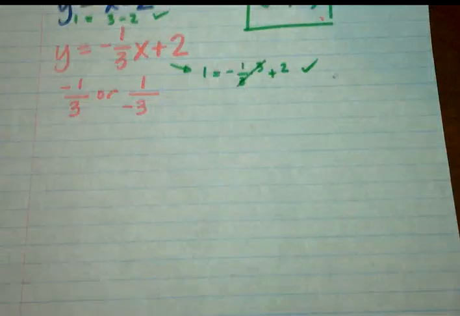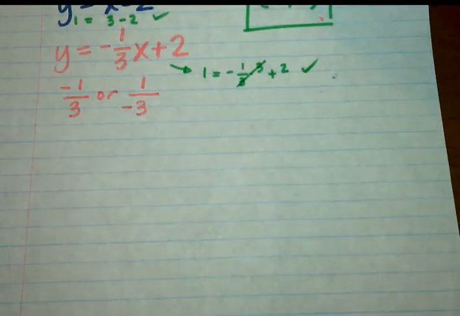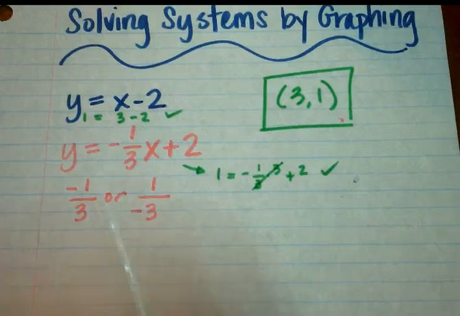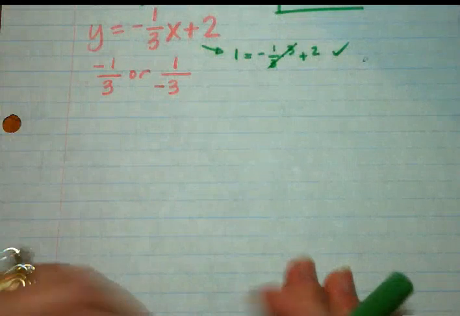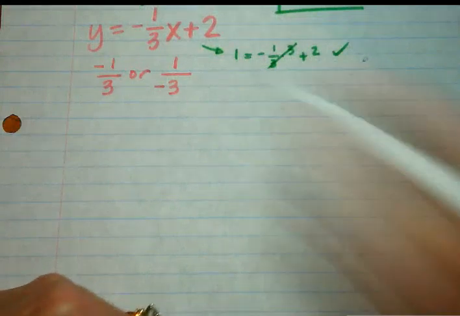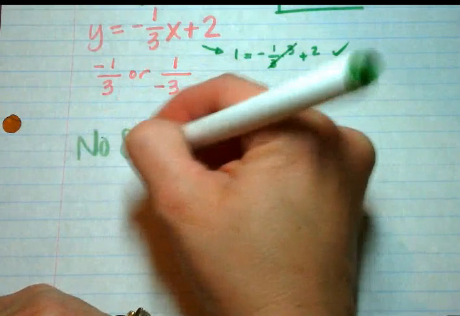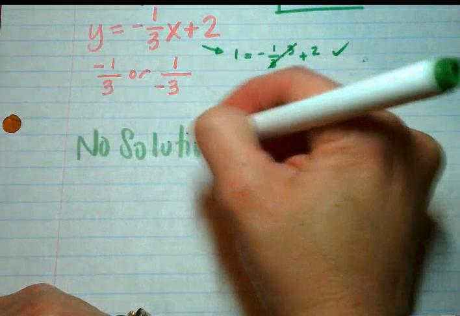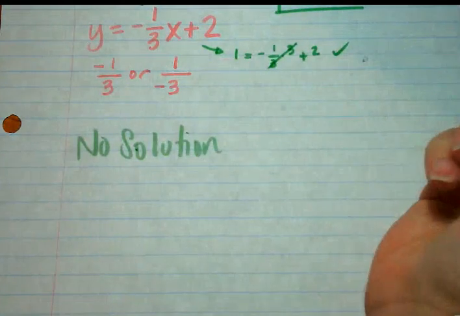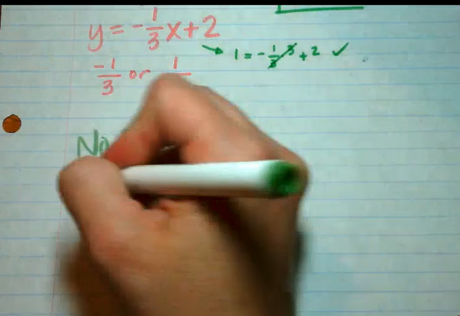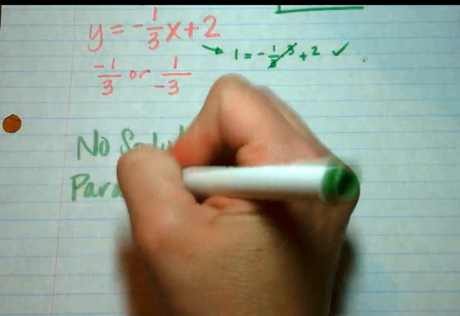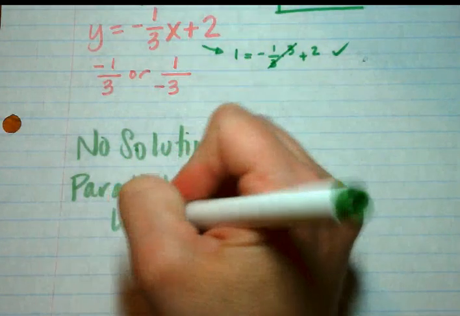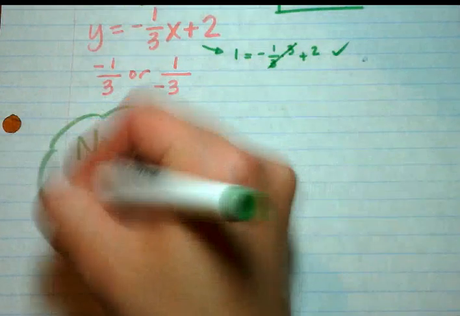Now, keep in mind that there are 3 possible solutions whenever we solve systems of equations. One type of problem we have is like this, where the two lines meet at a point. We also have 2 other situations. One of them is no solution, and no solution occurs when the lines don't meet. And you guys know that lines that don't meet are called parallel lines. So if your lines are parallel, they will have no solution.